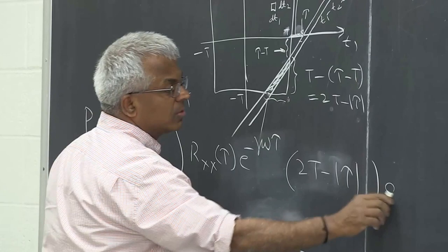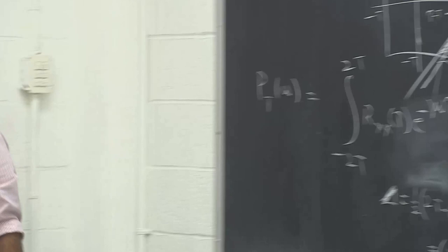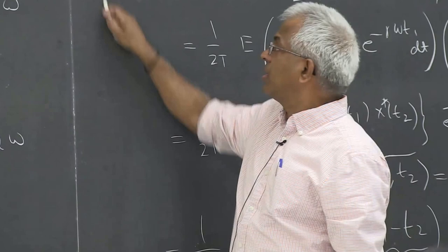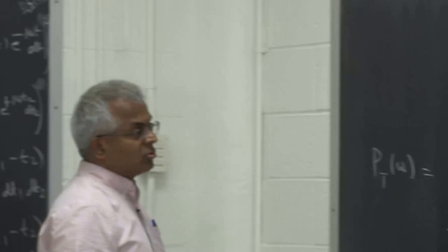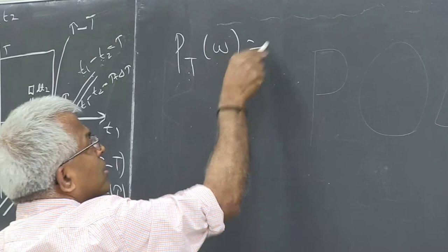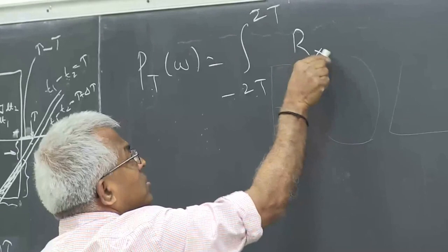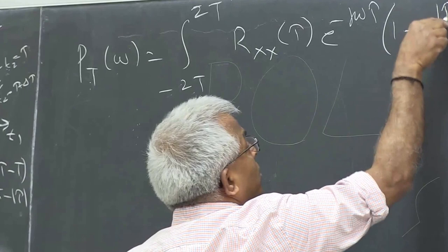Where is this 2T from? Look here. This is why if I don't divide this by 2T, I get energy. Energy divided by the duration is power. So this quantity is power, but computed using the interval minus T to T. So of course, I'm just going to copy it here. So this is P_T of omega, which now reads, integral from minus 2T to 2T of Rxx of tau e raised to minus j omega tau times 1 minus tau over 2T d tau.